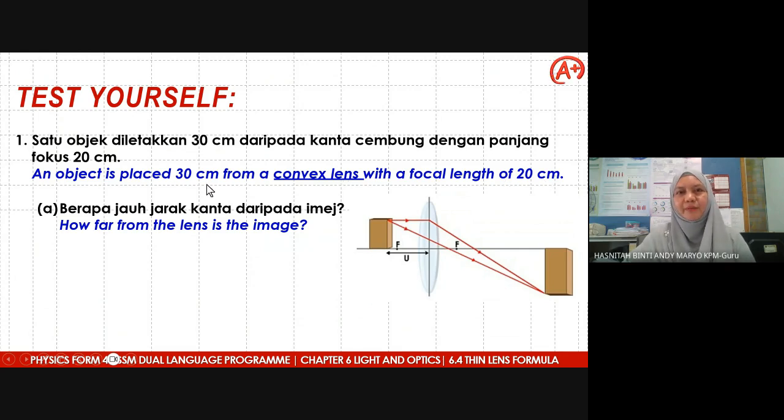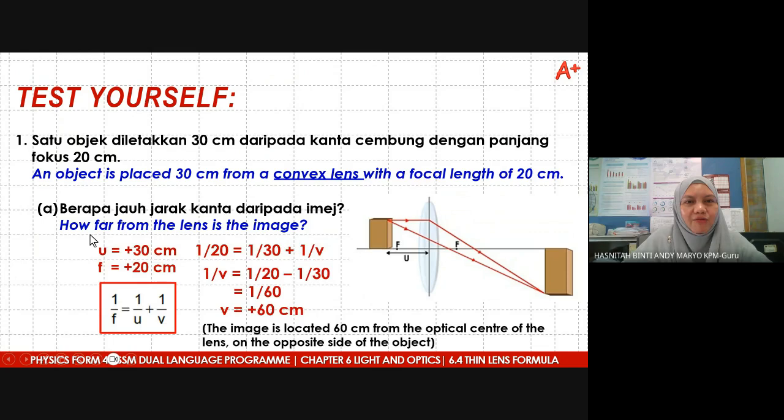So we have a few pieces of information. The question is how far from the lens is the image? So the question here is asking for V, the image distance. So this is the diagram related to this question. This is our convex lens. The object is placed at the distance U. So U is 30 centimeter. And this is the image formed at the opposite side. So our image is real, right?